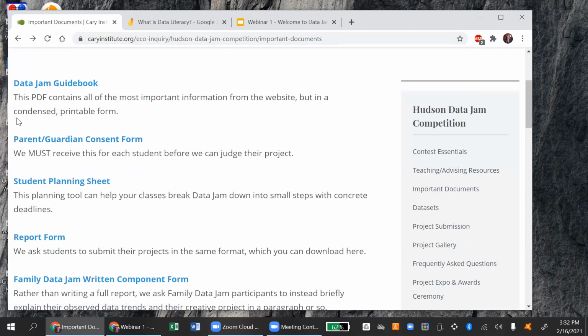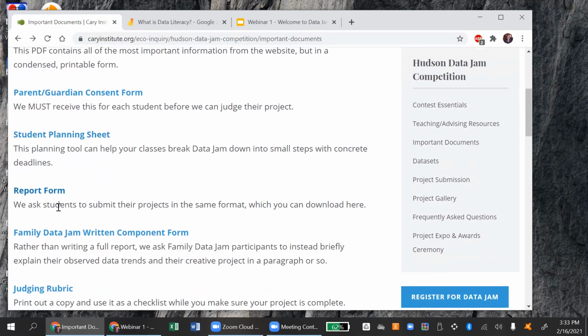And the second thing I'll really highlight here is the parent guardian consent form. So every student participating must have this signed, and we have to have it in order for the projects to be judged. So if we get a project that's amazing, but we don't have the parent consent form, we unfortunately cannot judge it, and that would be a really sad day. So please, please, please get your parent and guardian consent forms turned into us.